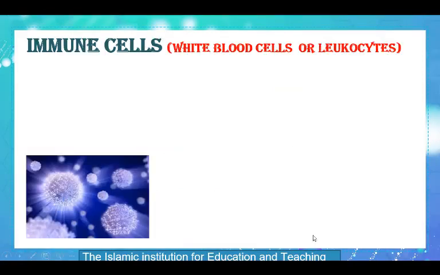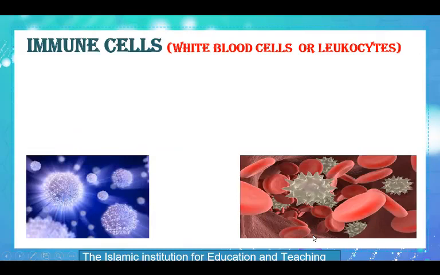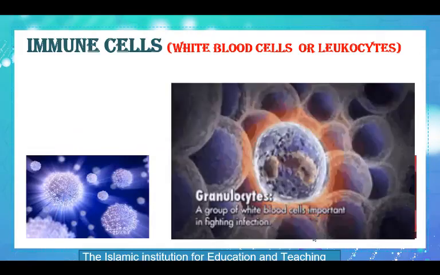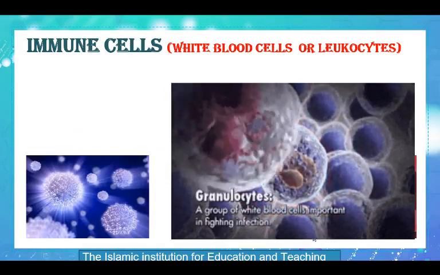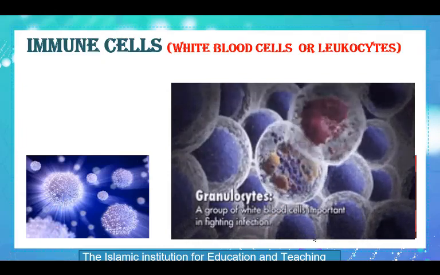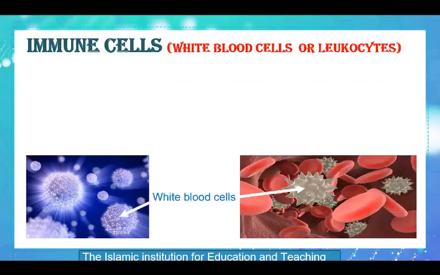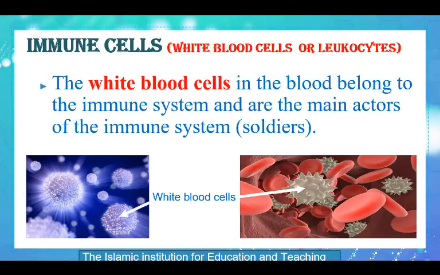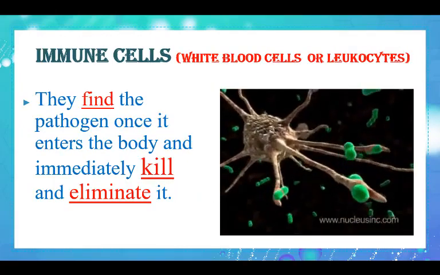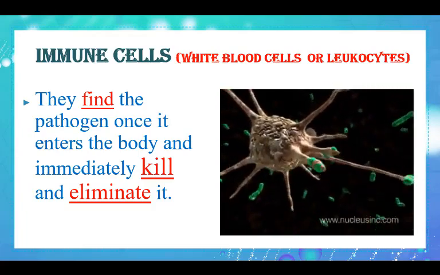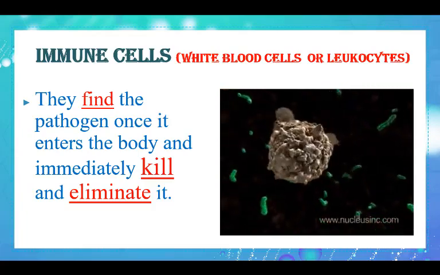Then, what are the white blood cells? Where do we find them? What's their function? Do they have more than one type? Let's find out. The white blood cells in blood belong to the immune system and are the main actors of the immune system. They find the pathogen once it enters the body and immediately kill and eliminate it.